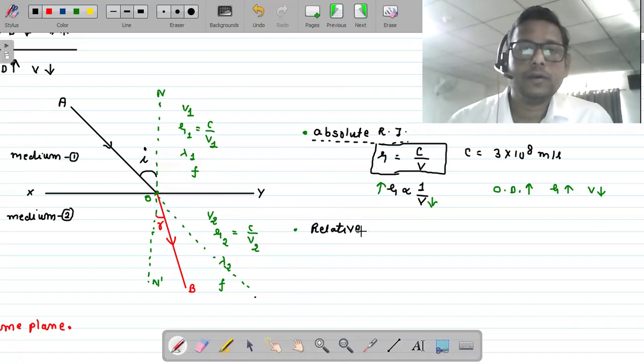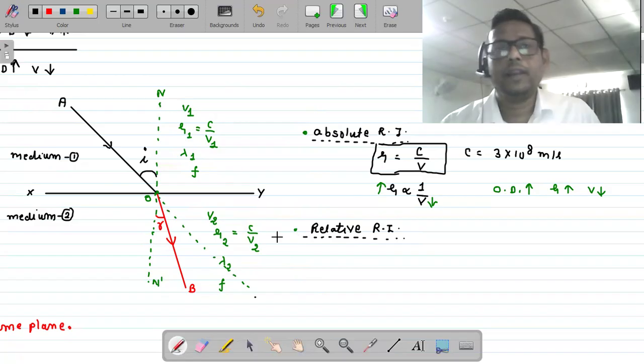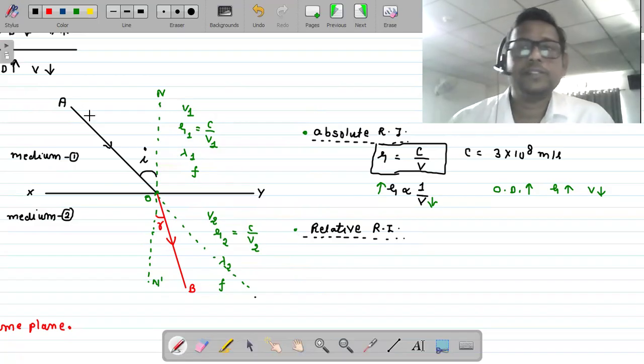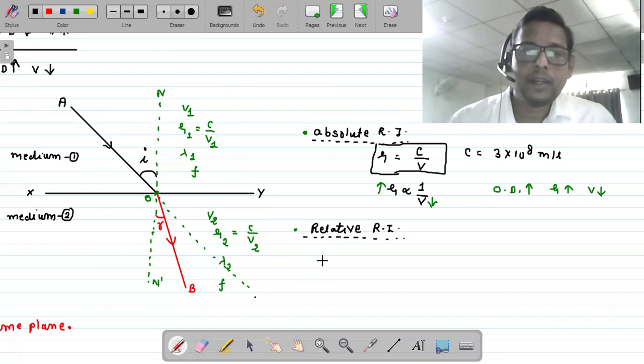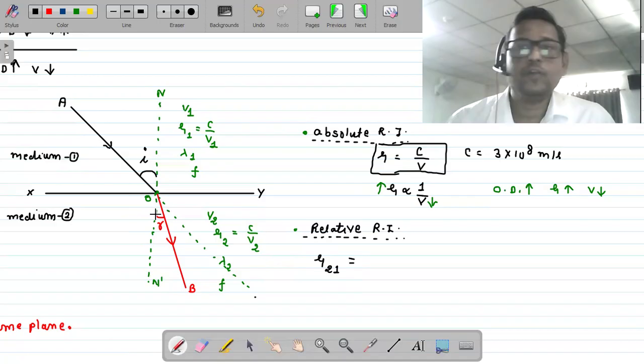This is called relative refractive index. Now, what is the relative refractive index? Here, the light ray is traveling from medium 1 to medium 2. So I can write the relative refractive index of medium 2 with respect to 1.